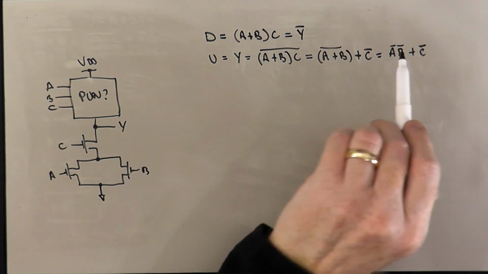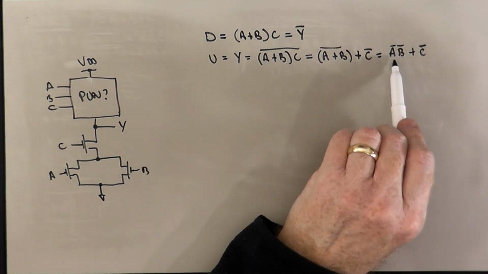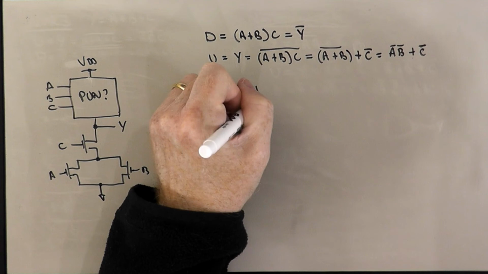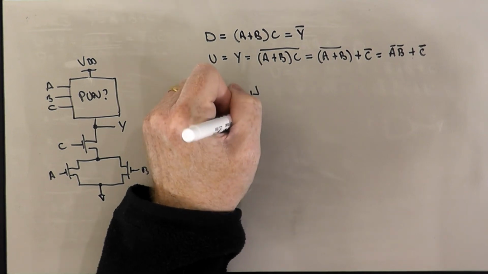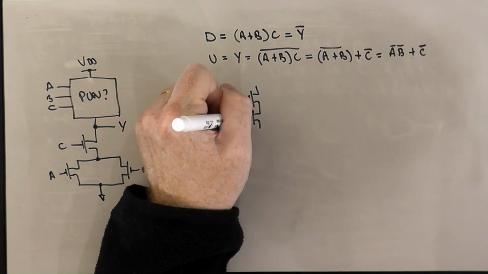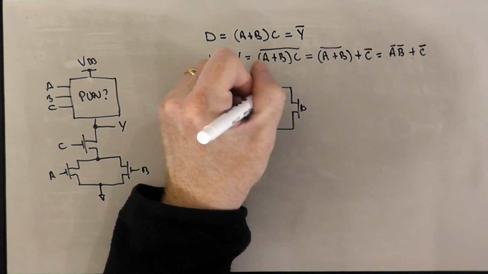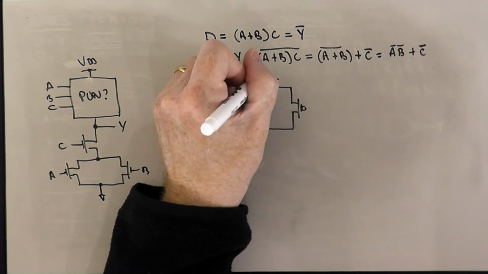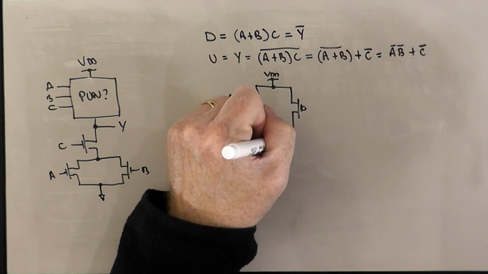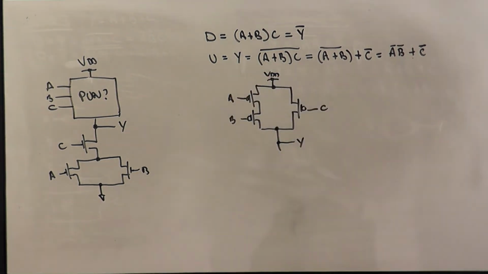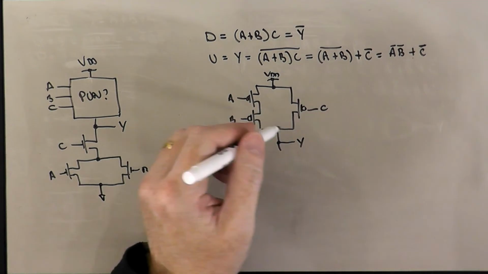We would have the A transistor and the B transistor in series, and that would be in parallel with the C transistor. And so we'd have something like A, B, C. Okay, so the pull-up network looks like this.